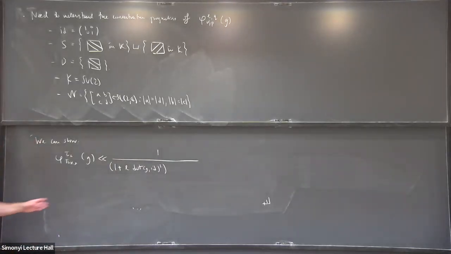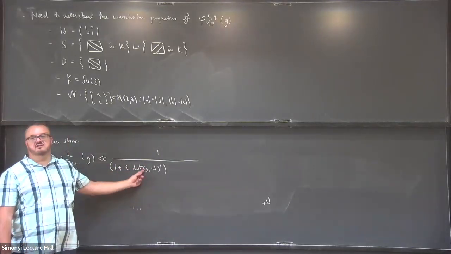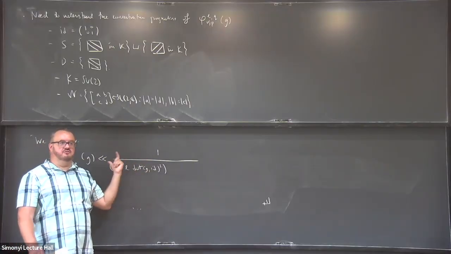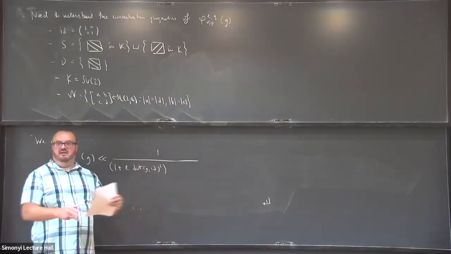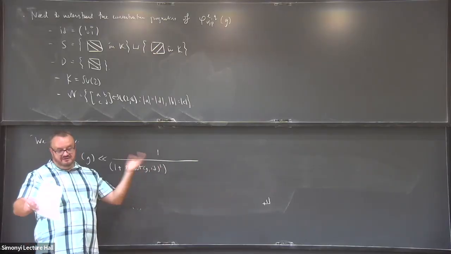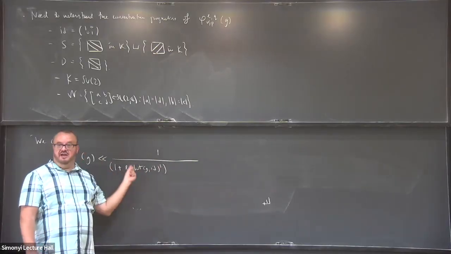Okay, so how do you read this? You read this as if G is within 1 over root L of the identity, then there's no decay. And then if G starts going farther and farther away, then there is decay. In particular, if G is at distance 1 from the identity, you have like 1 over L.